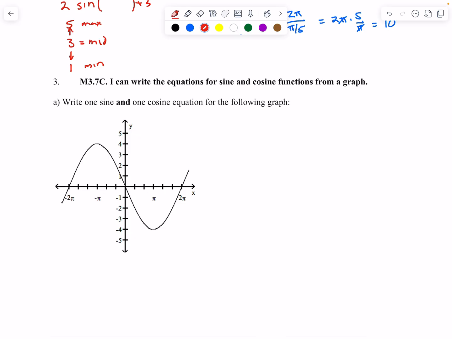C, I can write equations for the graph. Time is short. I want to make sure that I don't run YouTube into not being able to make the video.